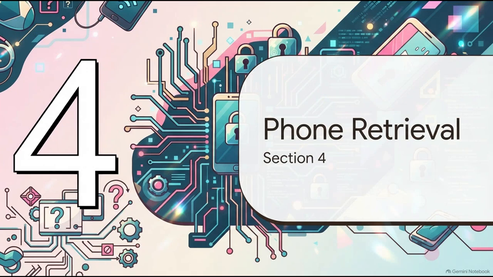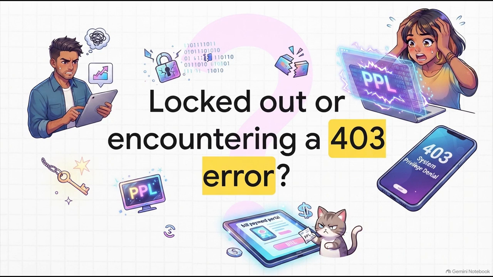Let's shift gears to Section 4, Phone Retrieval and Troubleshooting. Of course, technology isn't perfect, right? Sometimes you hit a complete digital roadblock. You might max out your password attempts, or maybe you get hit with one of those super confusing 403 system privilege denial error screens. It is incredibly frustrating, especially when you're just trying to pay a bill.